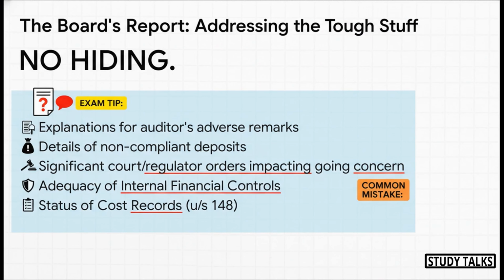Right, and the board's report isn't just for happy news and sunshine. It has to get real about the tough stuff too. If the auditor leaves a nasty note, a qualification or an adverse remark, the board has to give a full explanation. They can't just ignore it. They also have to fess up about any deposits that didn't follow the rules, mention any big court orders that might affect their going concern, and, this is critical, comment on how good their internal financial controls are. And lastly, a little note confirming if cost records under Section 148 have been maintained.